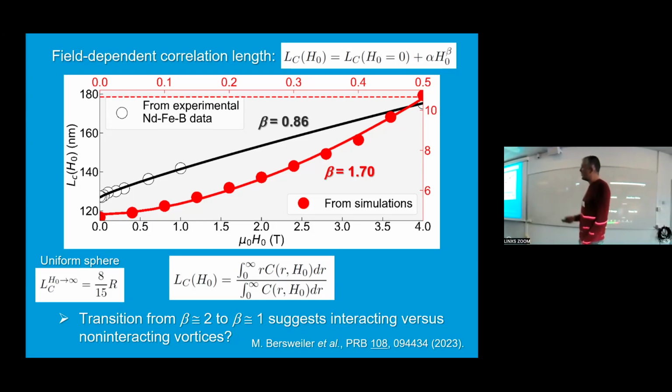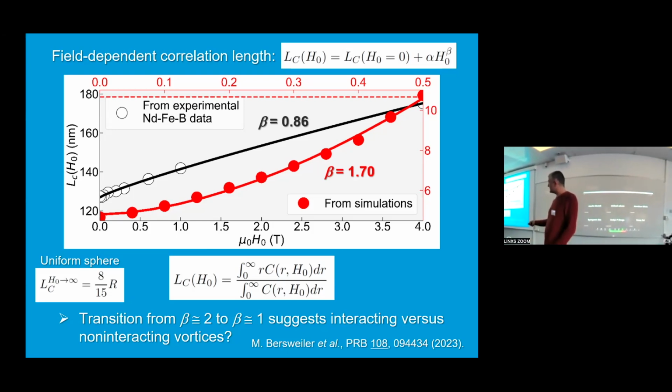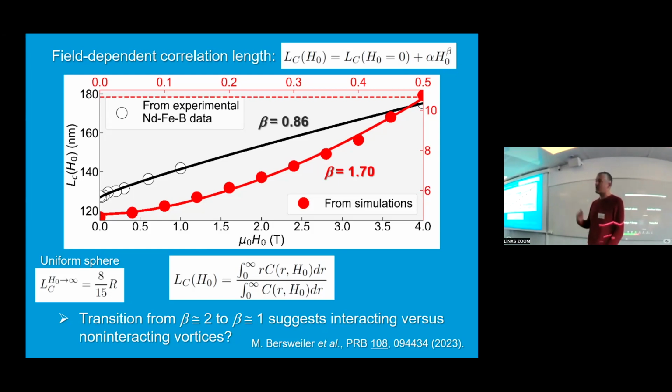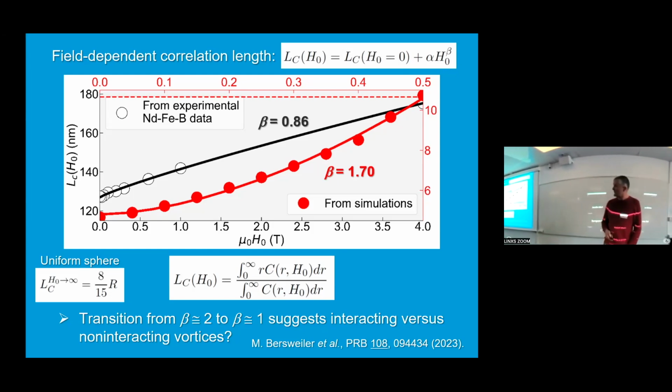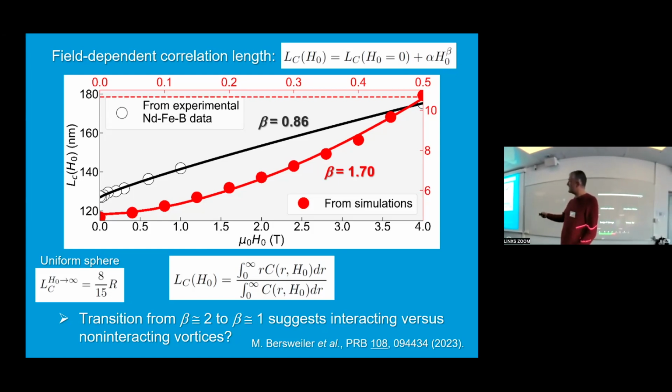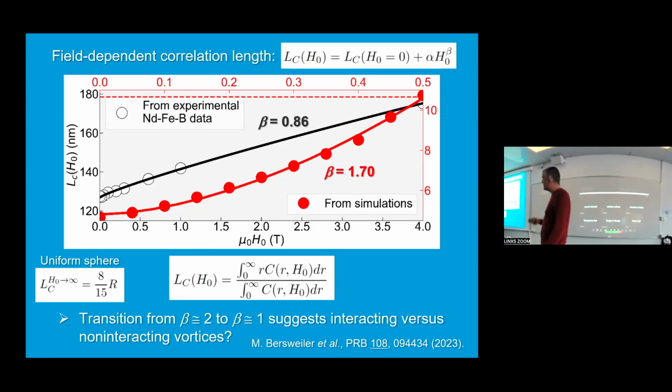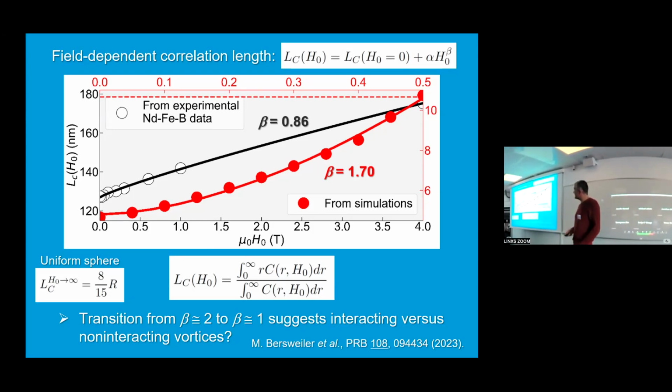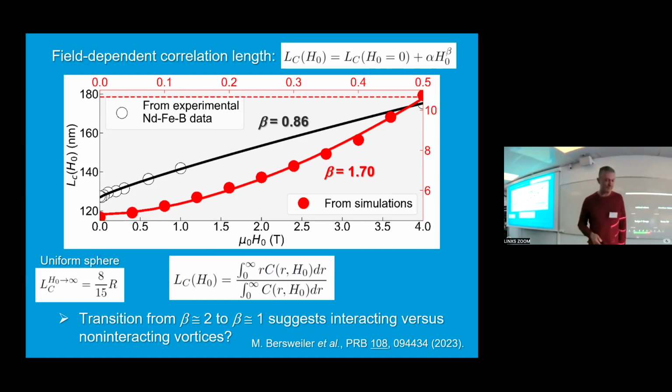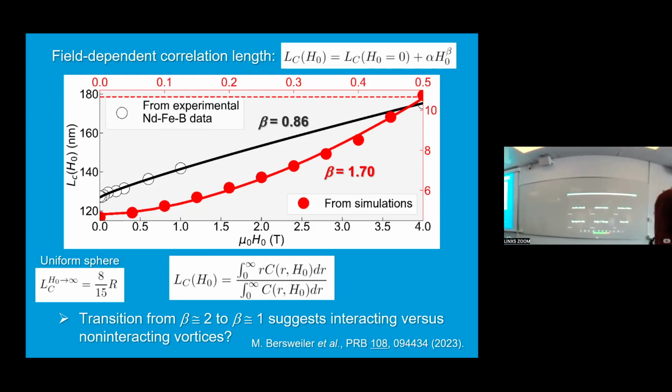And for the moment, we tend to believe that this is due to the fact that in the simulations we have only one vortex, whereas in the material here we may have interacting vortices, and that could be the reason that we see these different exponents. So yeah, that's basically it.